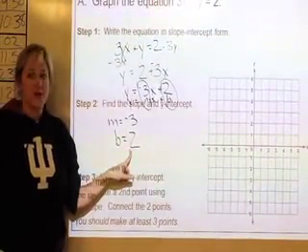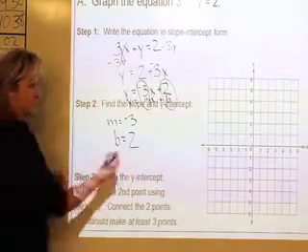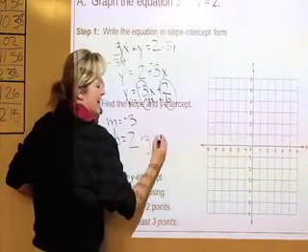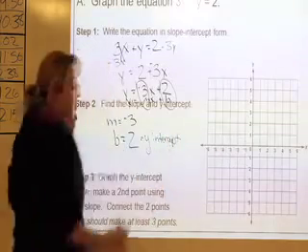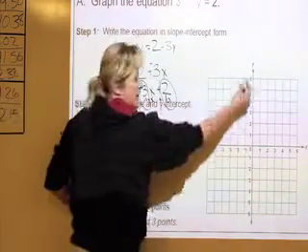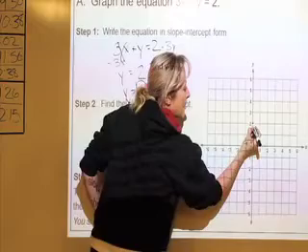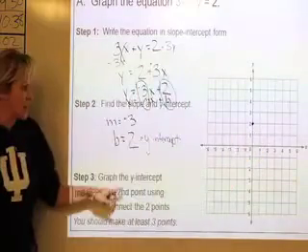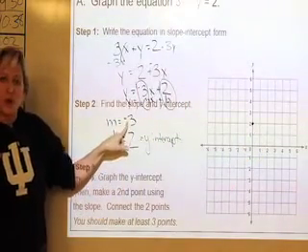Right here, we have the y-intercept of 2. So what you're going to do is go to the y-axis, go to a positive number 2, and put a dot, which is a coordinate. The next part now, you have a slope of negative 3.